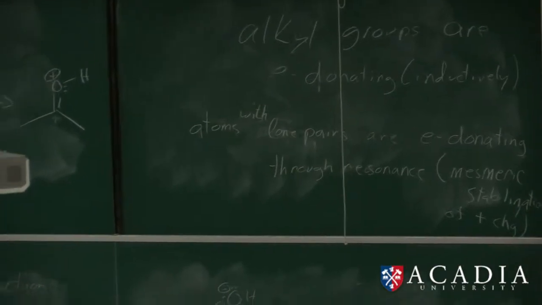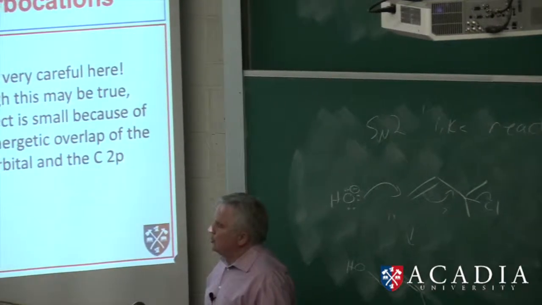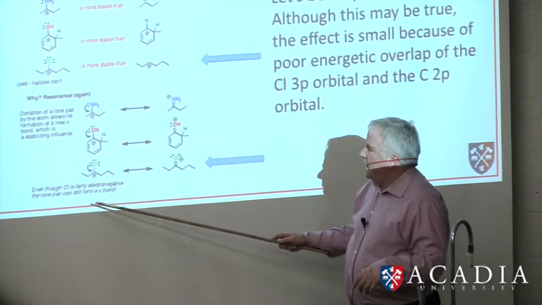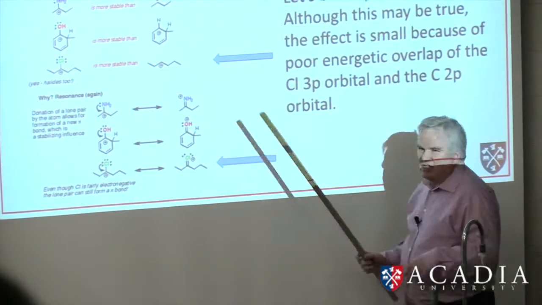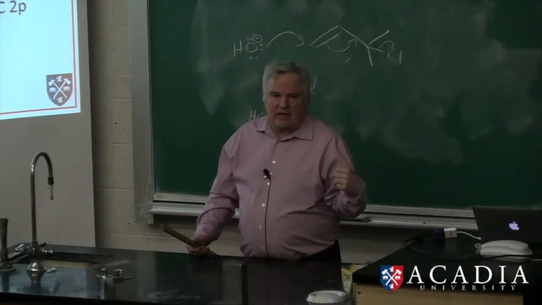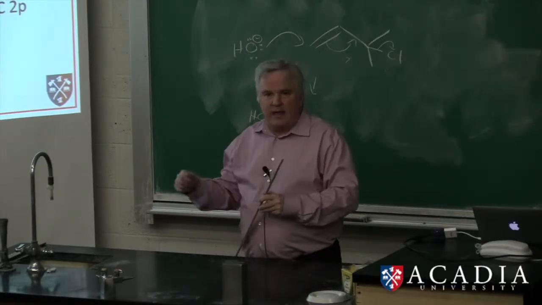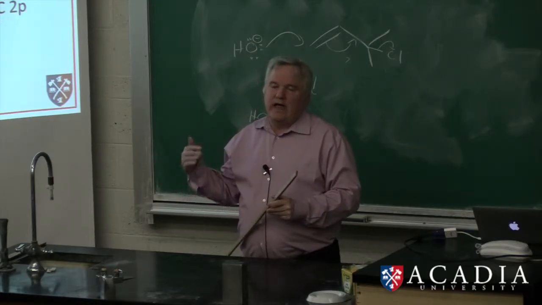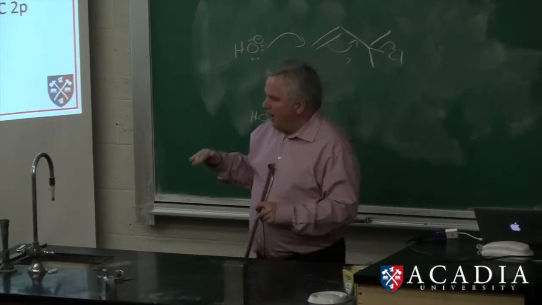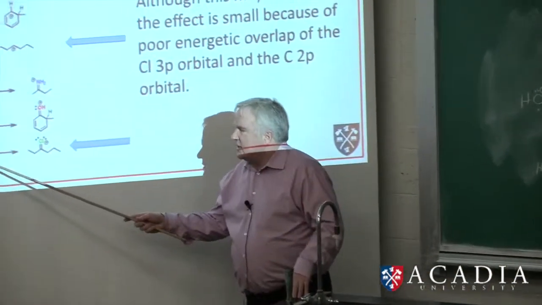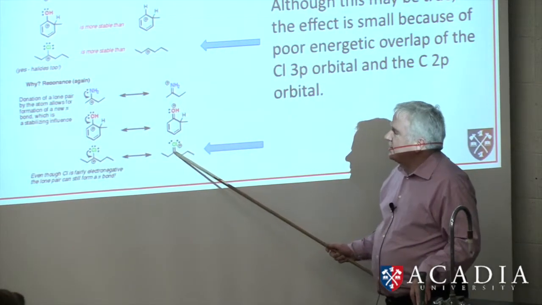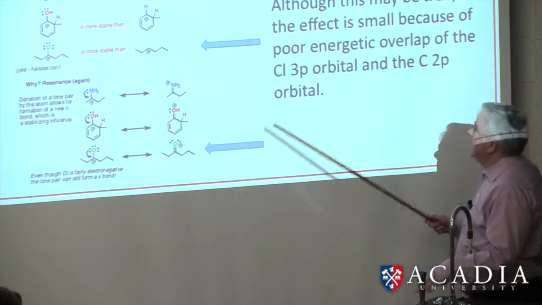I want to point out, you'll notice in the book that I point to a website, and he talks about how even though chlorine is very electronegative, the lone pair can still form a pi bond. As it turns out, chlorine is quite electronegative, and its inductive contribution is greater than its mesomeric contribution, and chlorine actually ends up being destabilizing to carbocation charges. So I just want to point this out because this website, although this is valid, this isn't a big contributor to the overall structure. This resonance structure is not a big contributor to the overall structure of this system.